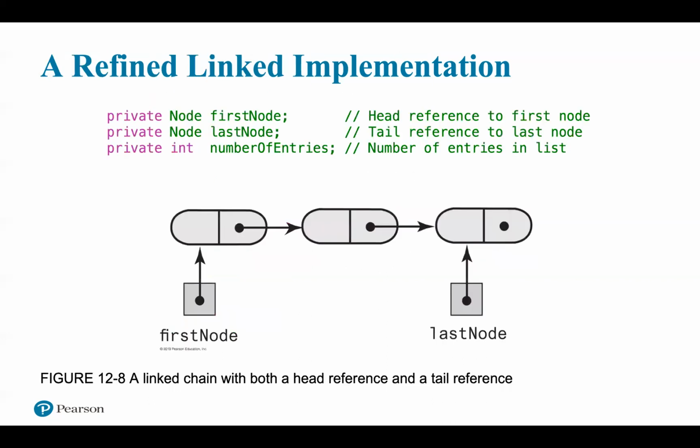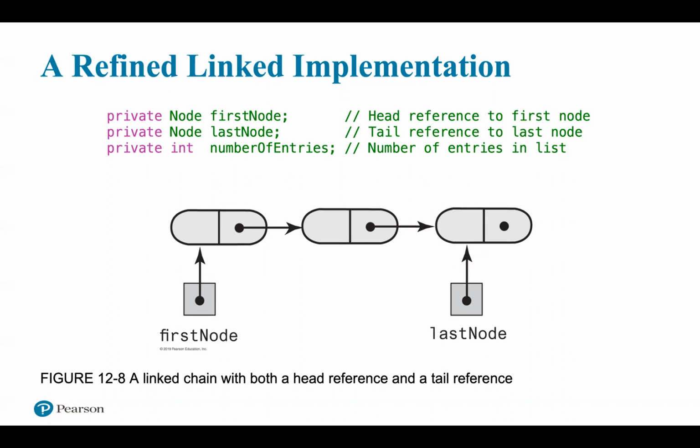So let's look at a refined implementation. Refined linked implementation. Currently, the chain of linked nodes that contains a list's entries has only a head reference. When we began writing the class LList, we noted that the first add method, which adds a new entry at the end of the chain, must invoke the private method getNodeAt to locate the chain's last node. To do so, getNodeAt must traverse the chain from its beginning.